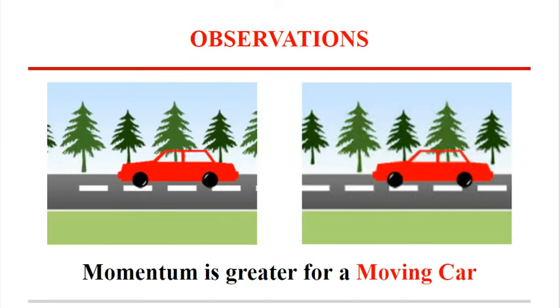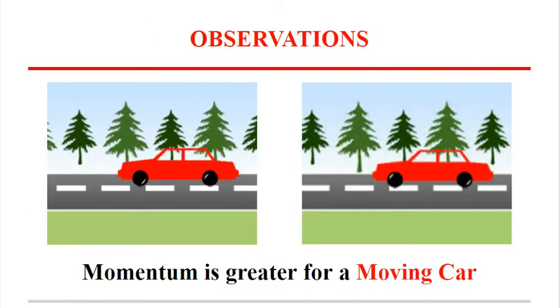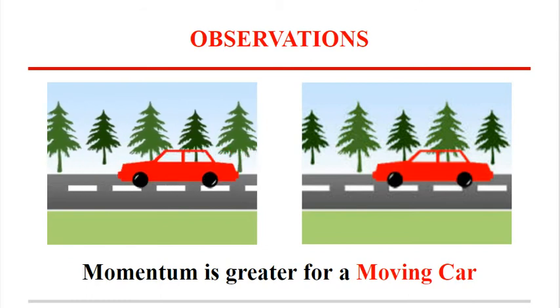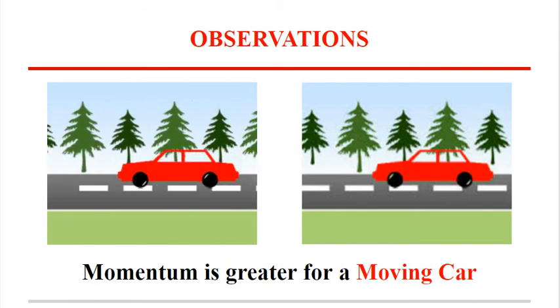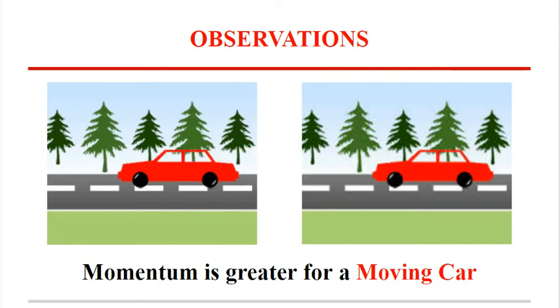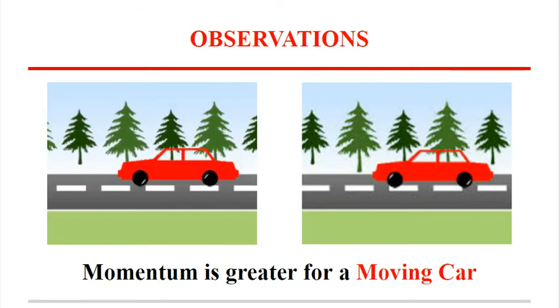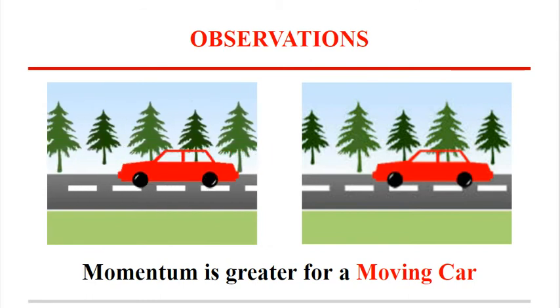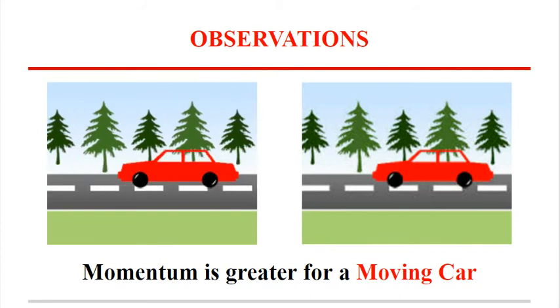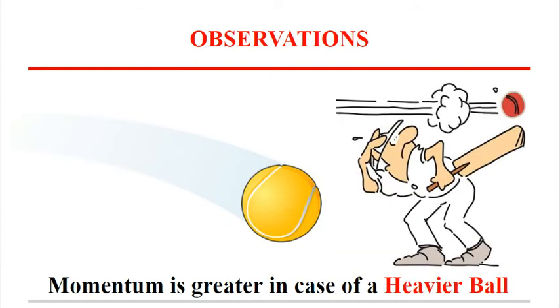In the case of cars, the car which is moving has got greater momentum, and the car which is at rest has got zero momentum, because momentum is directly proportional to velocity of the body. In the case of moving balls, momentum is greater in the case of heavier ball because of its high mass compared to a ball which is lighter.